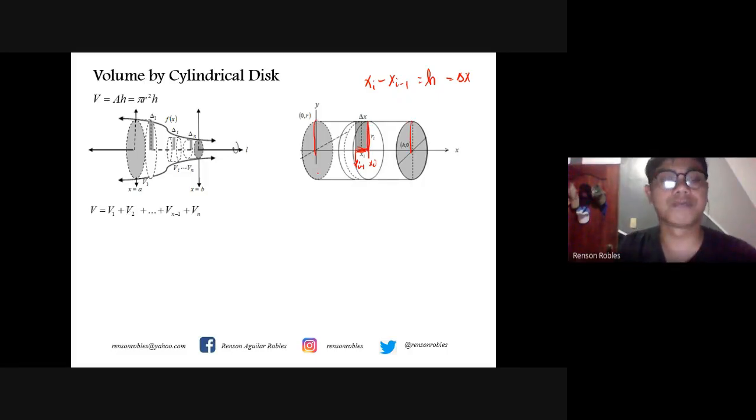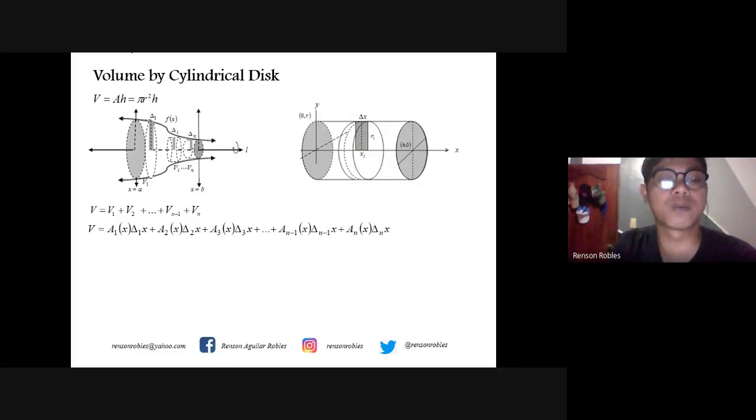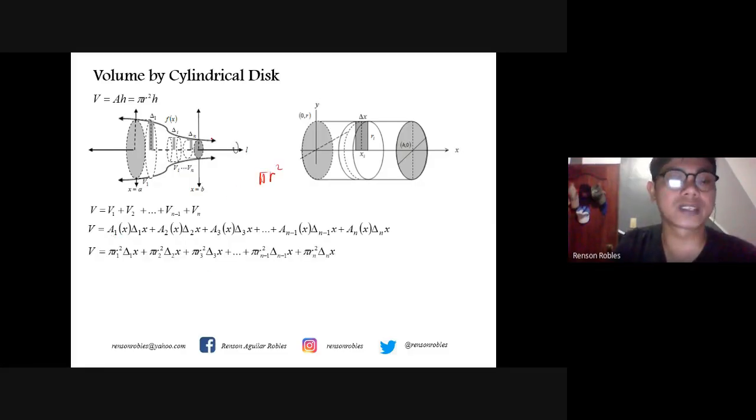Okay, so you have V equals V1 running until V sub n, and you know that the volume of a cylinder is equal to the area of the base, it's right here, times the height. So you have A sub 1 of x, delta sub 1 of x, where the height is delta sub 1 of x, plus A sub 2 of x, delta sub 2 of x, running until A sub n of x, delta sub n of x. And you know that the area of the base is pi r squared. So you have pi r sub 1 squared, delta sub 1 of x, running until pi r sub n squared, delta sub n of x.